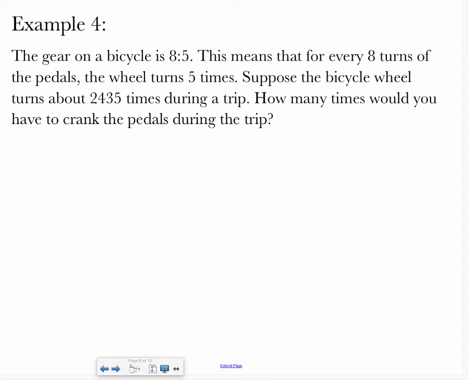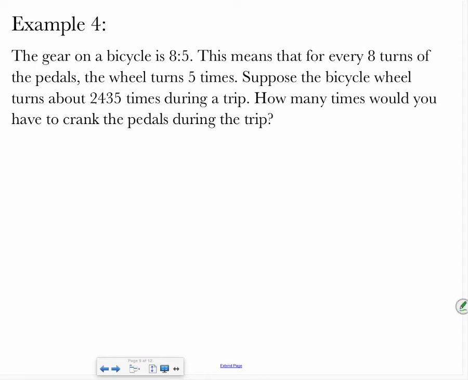We're talking about bicycles now. The gear on a bicycle is 8 to 5. This means that for every 8 turns of the pedals, the wheel turns 5 times. Suppose the bicycle wheel turns about 2,435 times during a trip. How many times would you have to crank the pedals during the trip?